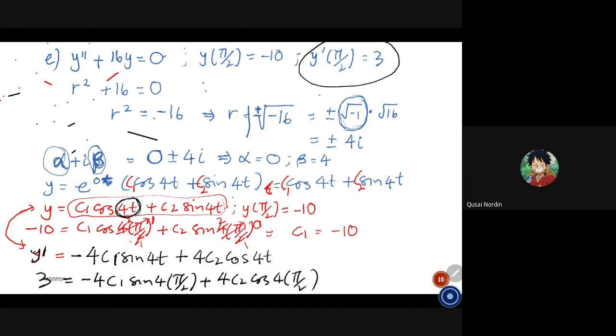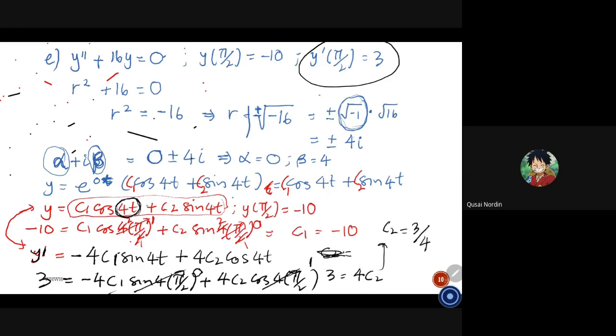pi over 2. Again, the sin term you will get 0 because sin 2 pi is 0. Okay, so cos 2 pi, you will get positive, you will get 1 here. So from here, what is C2, class? What's the value of your C2 then? Okay, here you can see that we get 3 equals 4 C2. So from here we get our C2 is equal to 3/4.